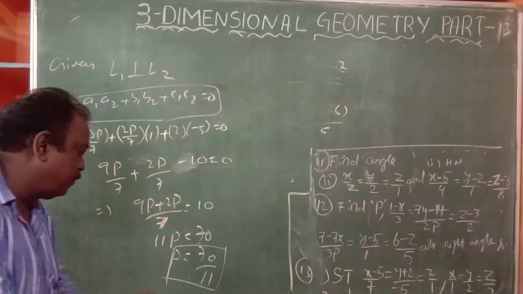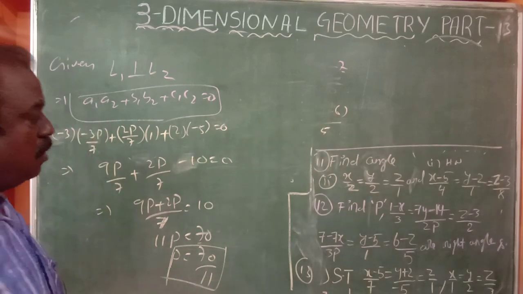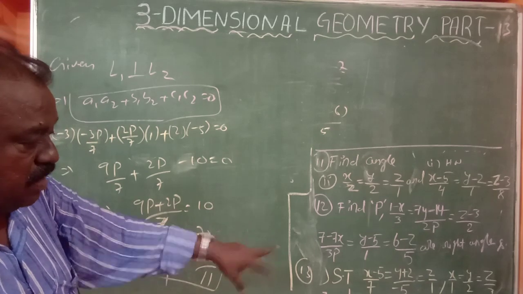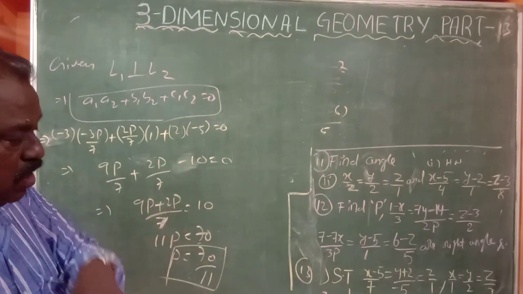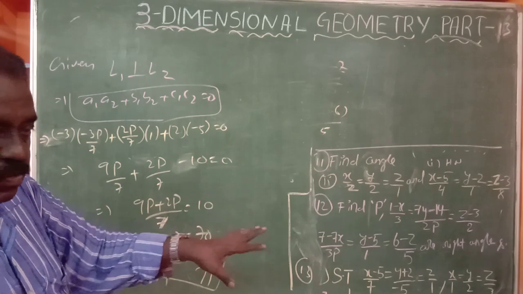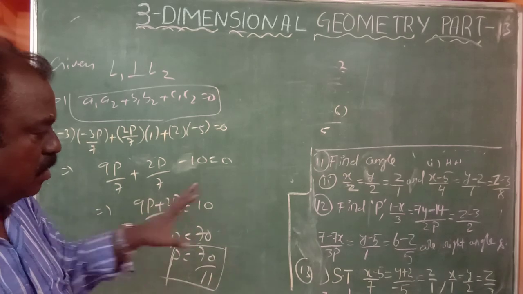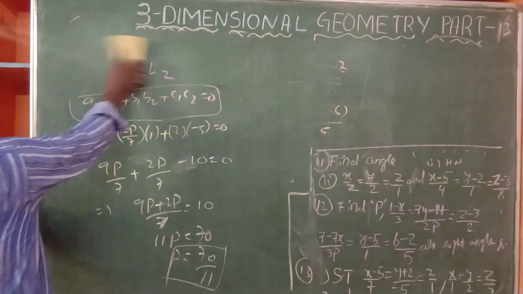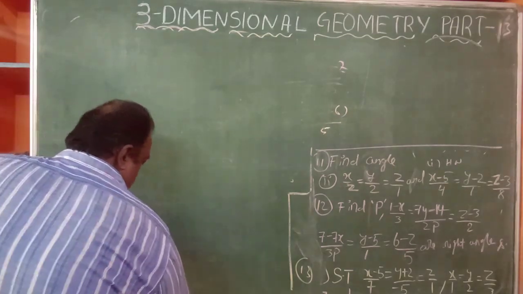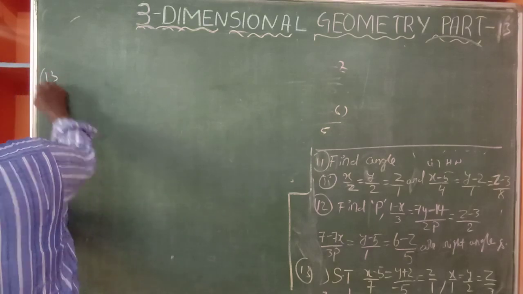Next, the last one. Show that the lines which are given in the Cartesian form are perpendicular. You see in your textbook, the 13th one. We have to show that they are perpendicular.